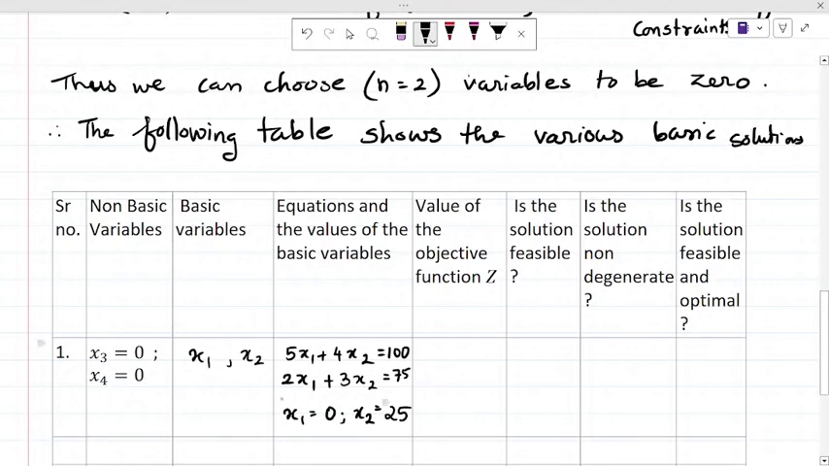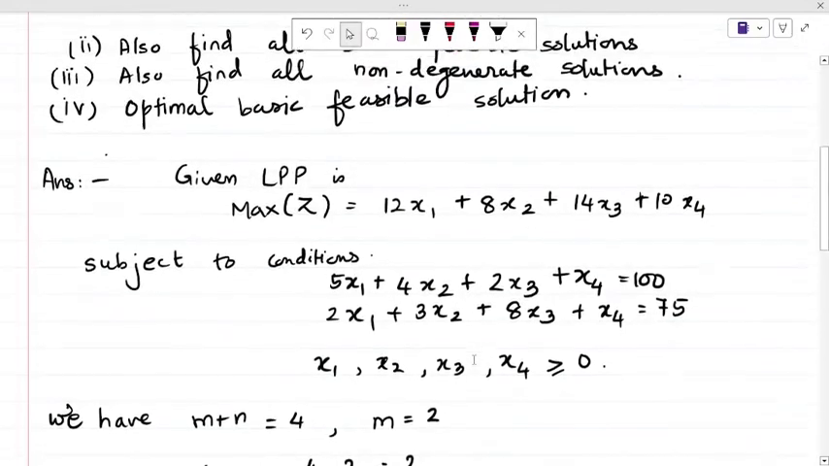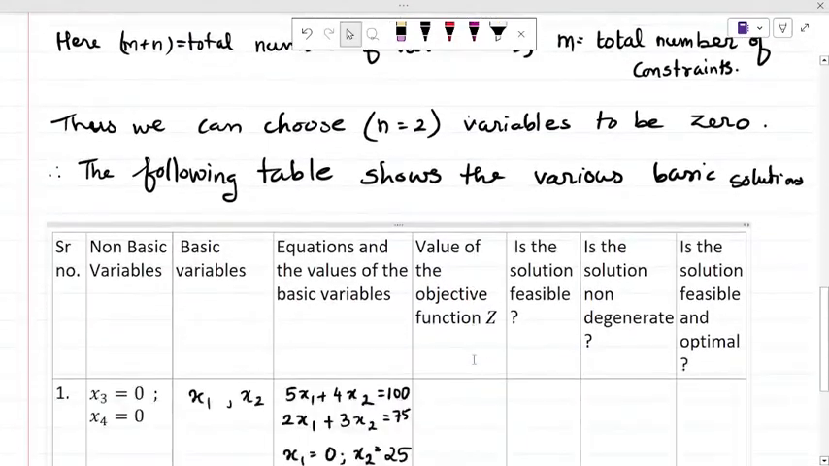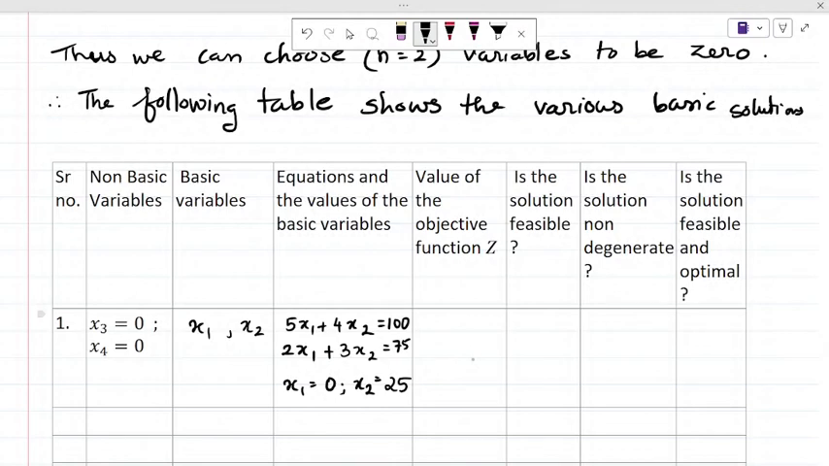Okay, now we need to calculate the value of the objective function. Because x3 and x4 are 0, and x1 has also come to 0, we have got only x2 with us: 25 into 8. So 25 into 8 is 200. So here we write it is 8 into 25, which is equal to 200, right? So this is the value we get.